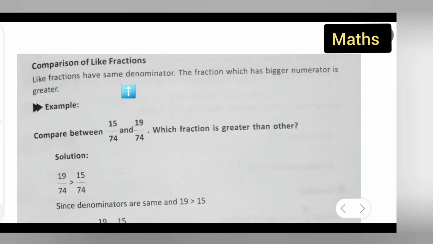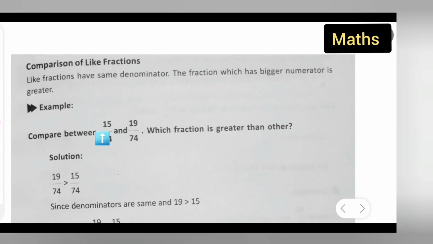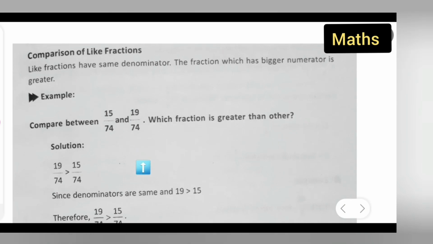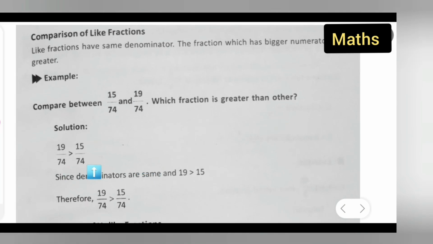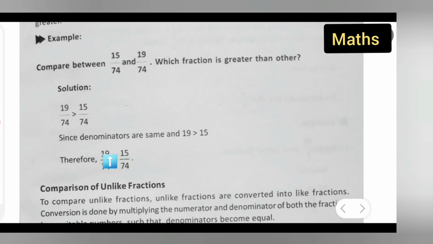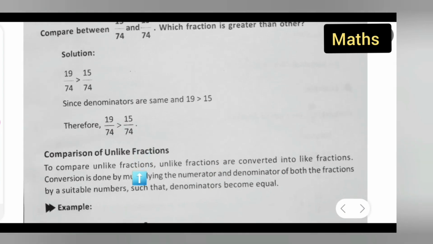Like fractions have the same denominator, right? The fraction which has the bigger numerator is greater. Example, if I tell you all to compare 15 upon 74 and 19 upon 74, which fraction is greater? Obviously you can see the denominator is the same, but you have to see the numerator. 19 is greater, right? So since the denominators are the same, 19 will be greater than this. Therefore 19 upon 74 is greater than 15 upon 74.